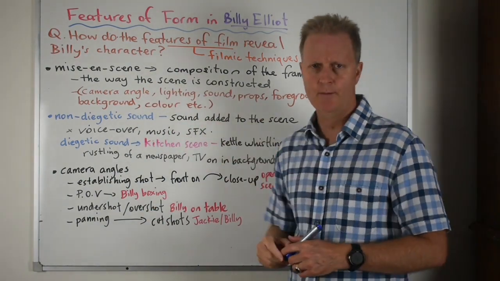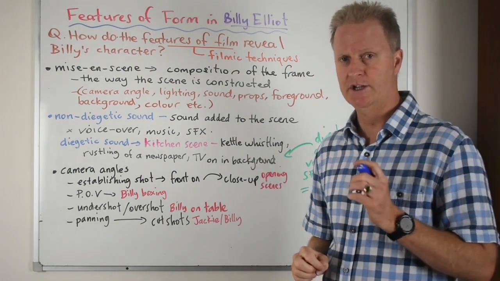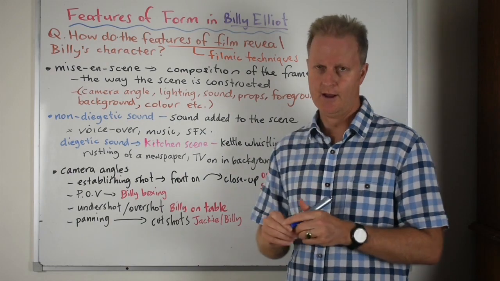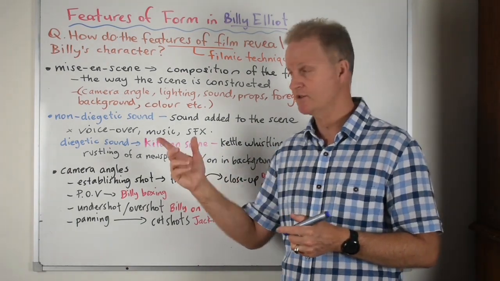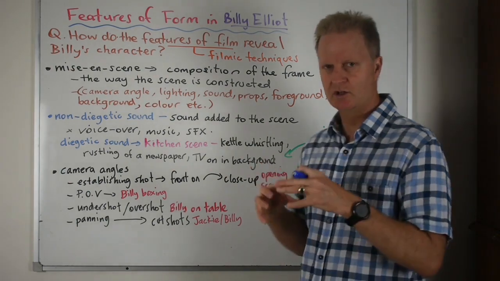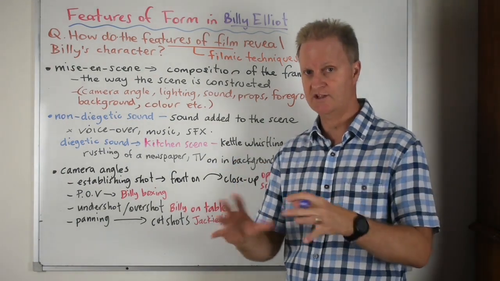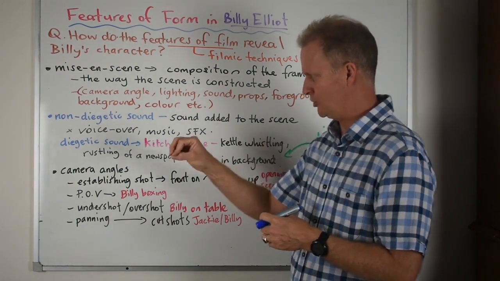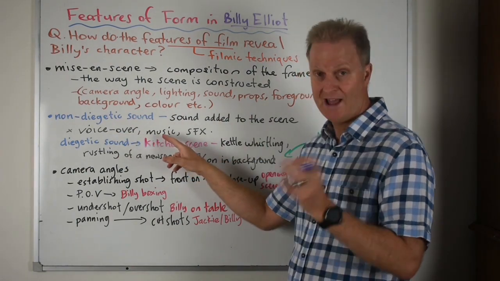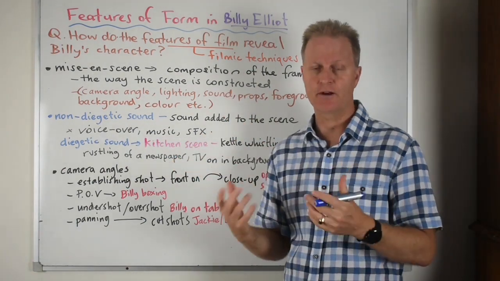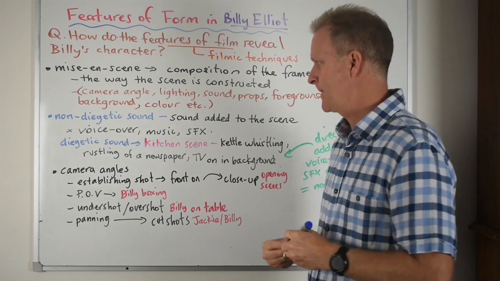The next thing we'll talk about is this idea of non-diegetic sound. There are two types of sounds in a film. There's diegetic and there's non-diegetic. So we'll talk about non-diegetic first, and that's basically sound that's added to the natural sounds of the scene. So the director is making a deliberate choice of using some voiceover, adding some music, layering that over the top, or maybe using some sound effects for effect.